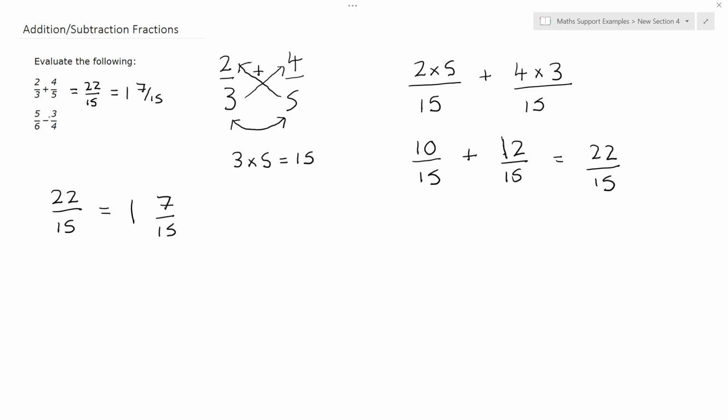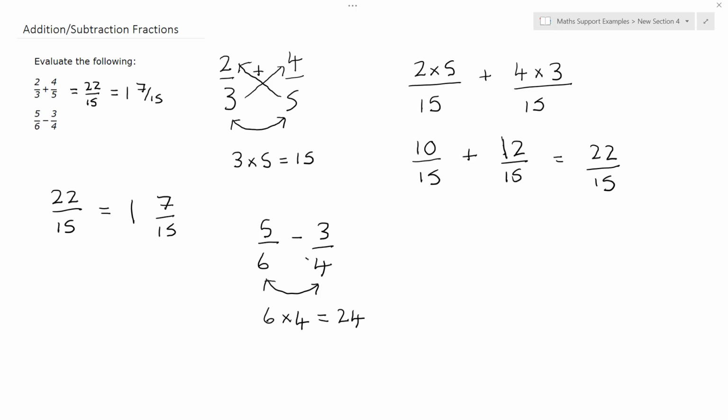The next example is 5/6 minus 3/4. And the process is almost exactly the same as what we did for addition. We need to get the common denominator, which in this case we're going to do as 6 times 4. So 6 times 4 is 24. So our common denominator is 24.